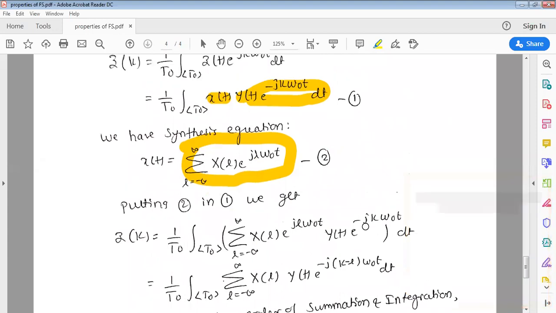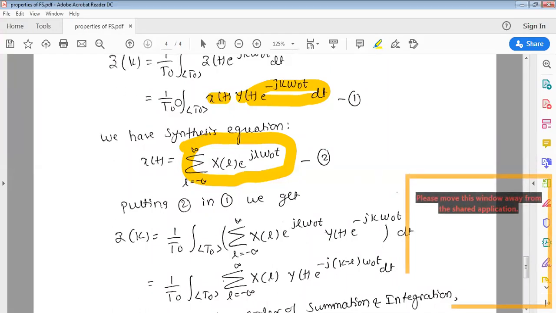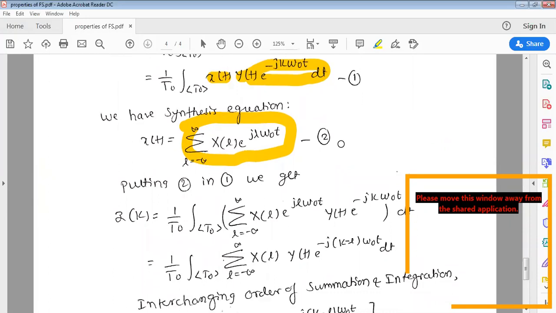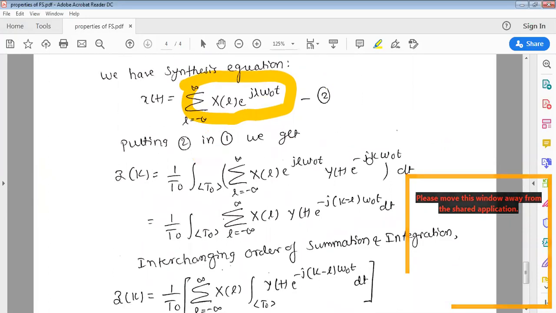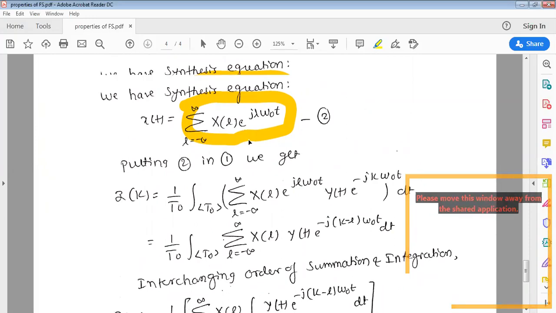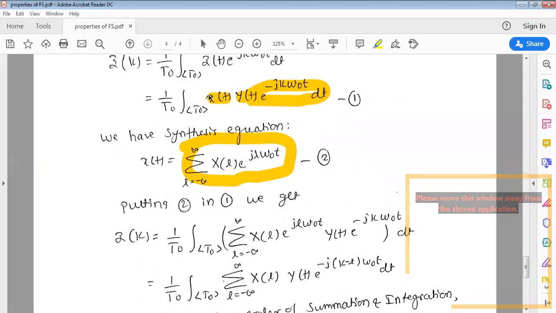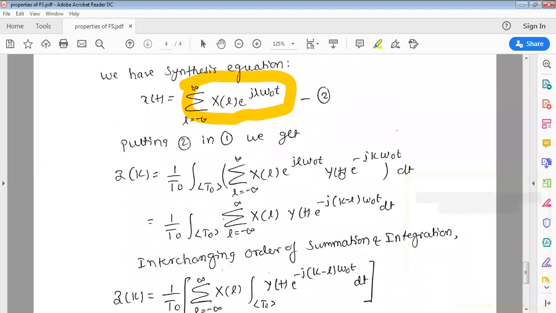Yes, sir. See here, x of t gets replaced by its synthesis equation. So 1 by T naught remains unchanged, the integral for a period of T naught remains unchanged, and I am writing the equivalent of x of t in this manner. The remaining things are as they are: y of t into e power minus jk omega naught t. Instead of writing simply x of t into y of t, I replace x of t by its equivalent synthesis equation.